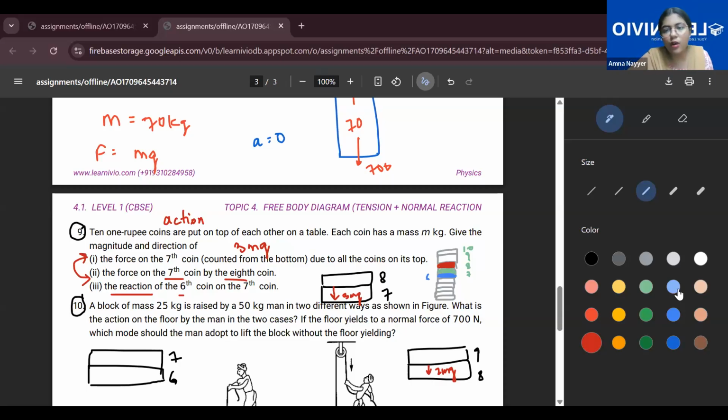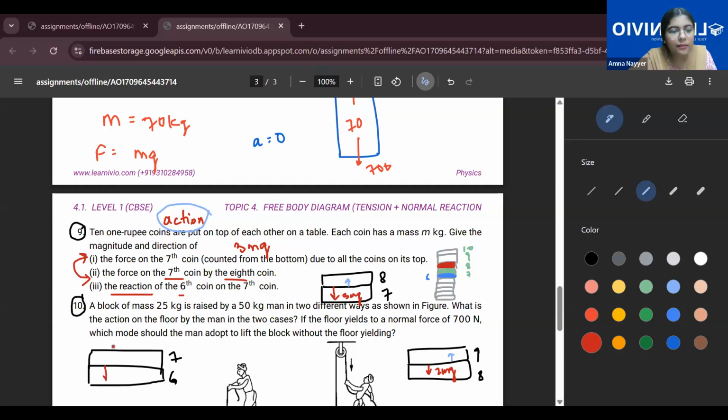In the sense, if 3 mg is being exerted by 8 on the 7th, how much is the 7th reacting back? 3 mg back on 8. That's what Newton's third law is. If 2 mg is coming on 8 due to the 9th and 10th, how much is 8 giving back to the 9th? 2 mg, the exact reaction force. So if I know my action, I'll be able to write the reaction, because the direction would be opposite and the magnitude would be exactly the same.